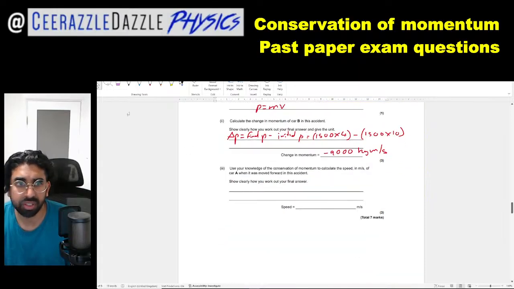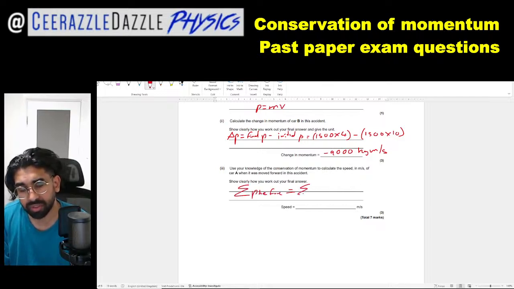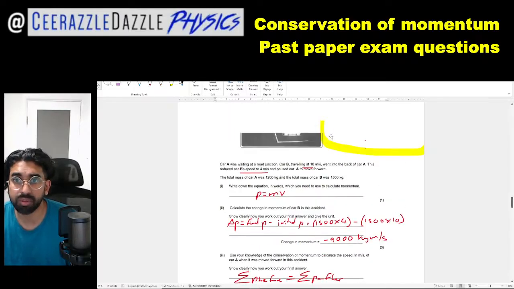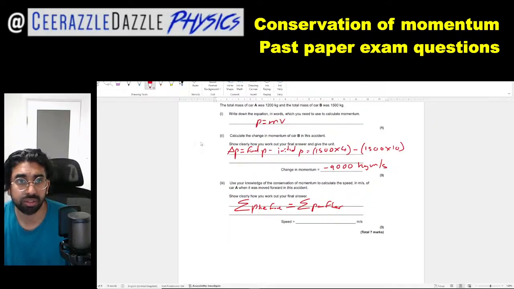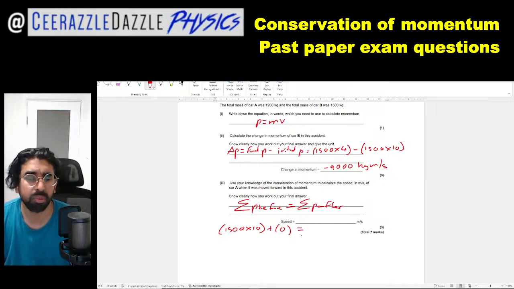We're trying to work out the final velocity of car A. Well, we could do it very slowly. So I would write down the sum of the momentum before is equal to the sum of the momentum afterwards. So the momentum before of the system, the entire system, is going to be the momentum of car B plus momentum of car A. So momentum of car B beforehand is 1500 times 10. Car A has no momentum initially, so it's 0.